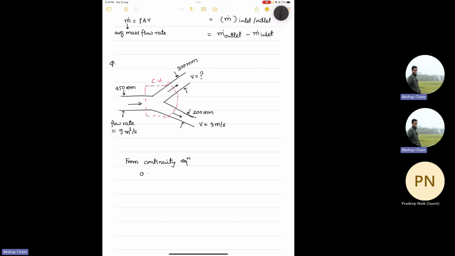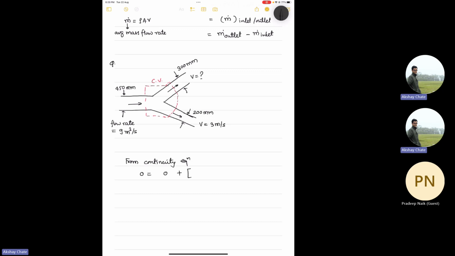So RHS is equal to 0, and since it's a steady system, the other volume integral also goes to 0. Now look at this control volume shown by red dashed lines. As I told you, the sign convention that we follow is outlet is considered as positive because it aligns with the outward normal to that surface. So here, what are the outlets? Outlets are in these two channels, 300 mm and 200 mm.